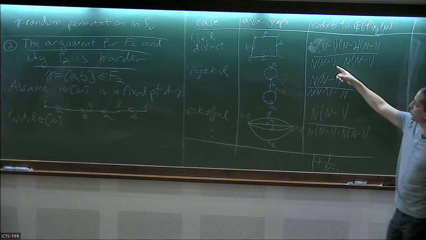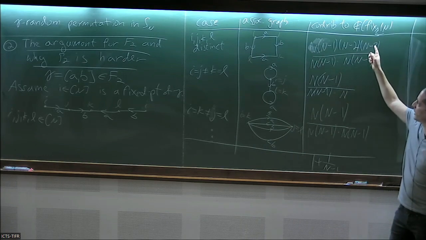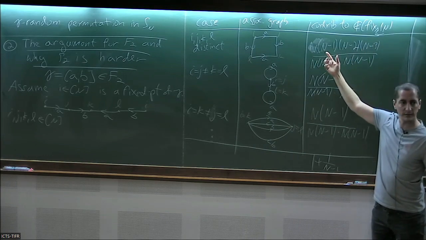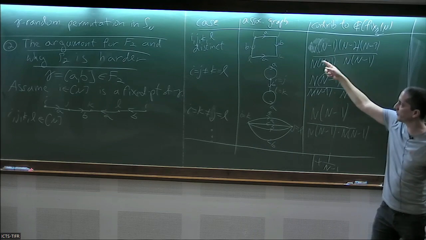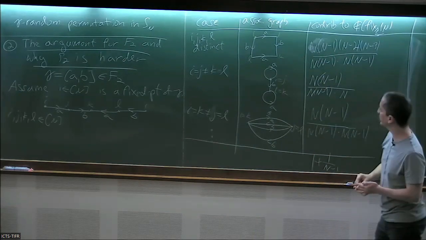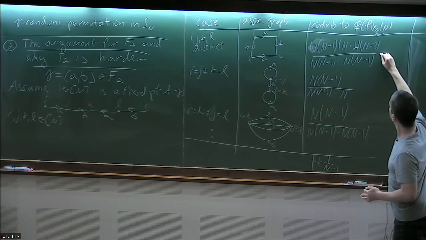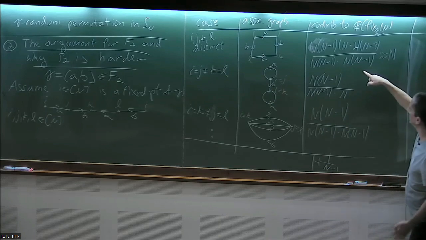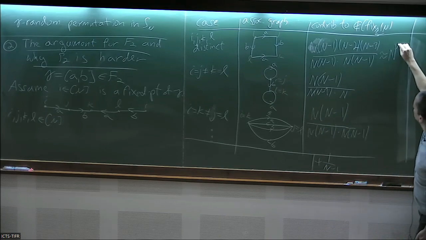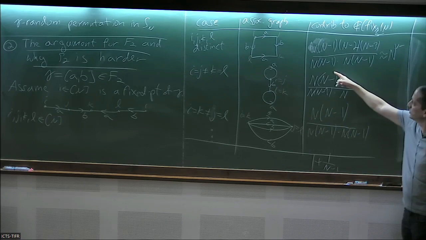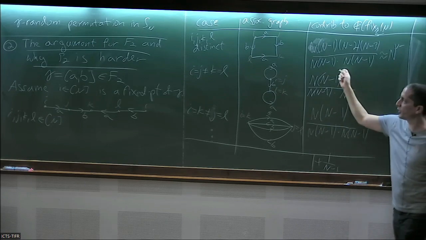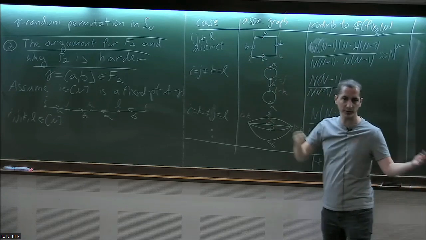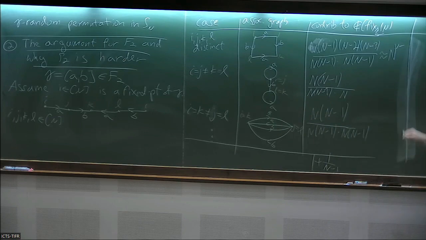So the degree of the numerator is always n to the number of vertices, since we have one factor for every vertex. And in the denominator, we get one factor for every edge. Every edge corresponds to a constraint. So this is V minus E.